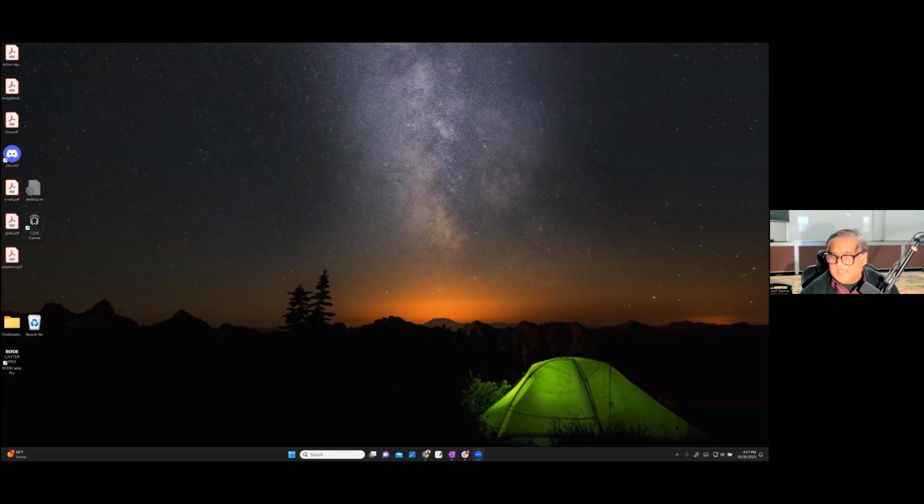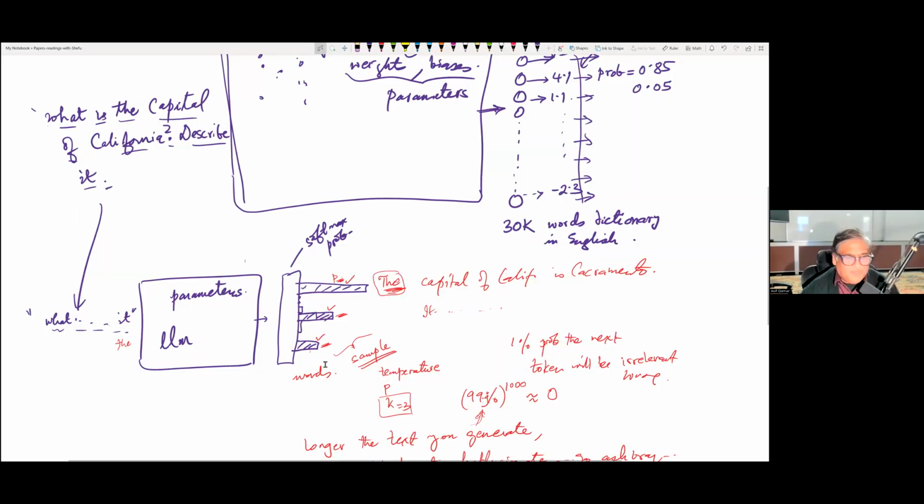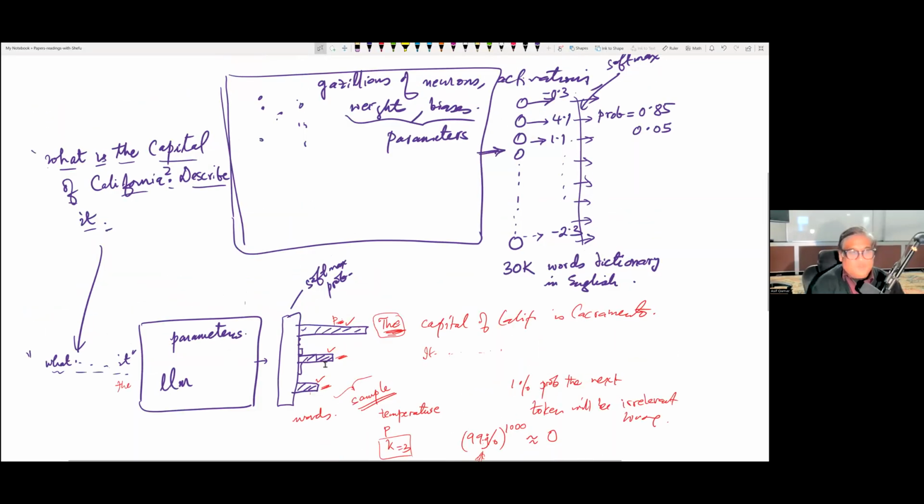Sorry for the interruption. You're not able to see the screen. Oh, yes, indeed. Thank you for pointing that out. Let me. Is it any better? Are we able to see the screen? Yes, we see your nice nighttime tent. Okay, there we go.